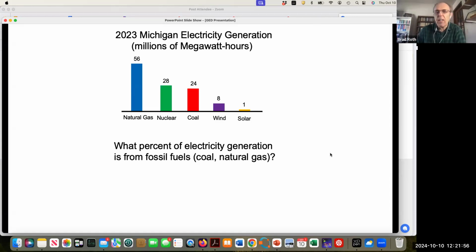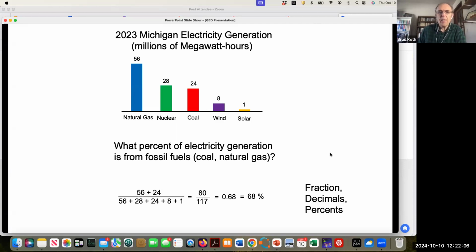So the total that come from fossil fuels, and in this case, is coal and natural gas, is 56 plus 24, which is 80. And the total, if you add all the numbers, is going to be 117. So 80 over 117 is the fraction that comes from fossil fuels. And you can calculate that fraction and get it as a decimal, which is 0.68, which is 68%. So roughly 2/3 of our electricity is coming from fossil fuels.